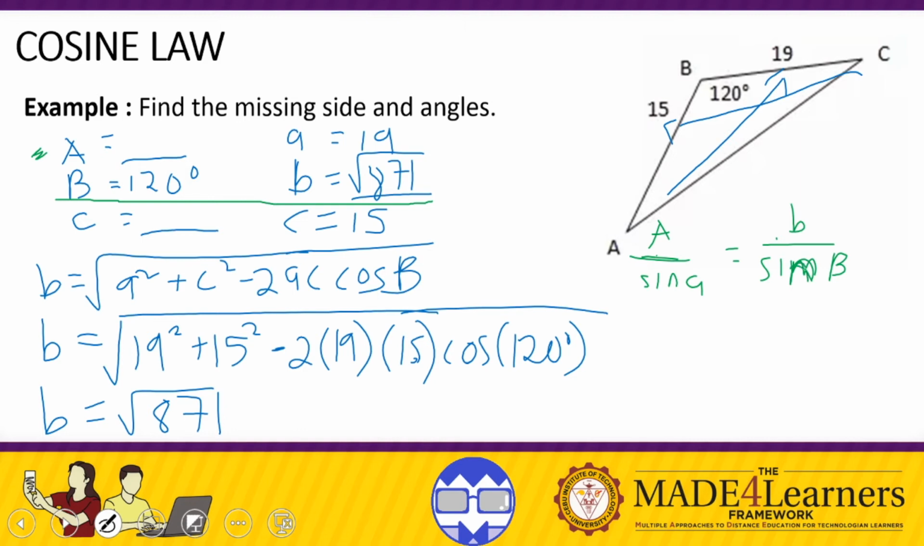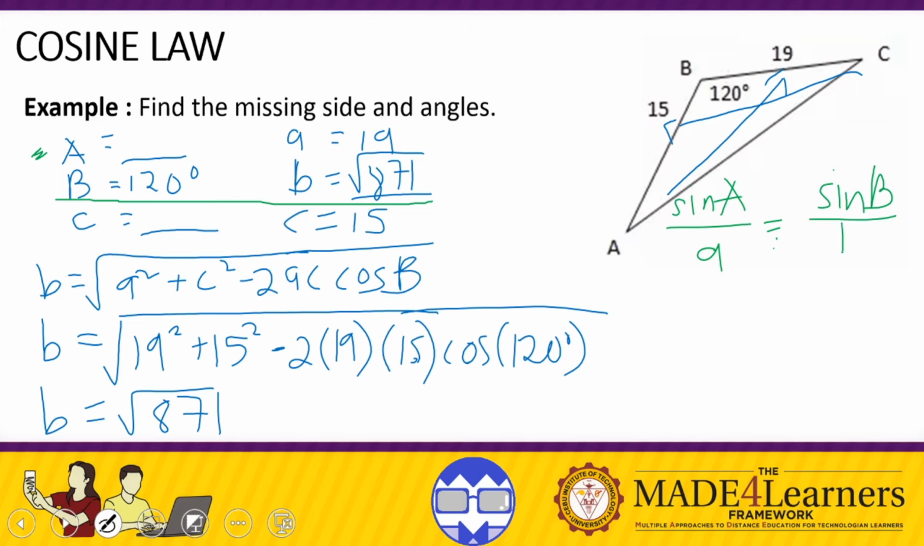Okay, sine, sorry, it's sine. This is capital letter A, and this is small letter A. Okay, so we have A over sine A, so sine, wait, sorry, it's the other way around. I try to erase first. Okay, so we're looking for the angle, so it should be sine A over A. So we have sine A over A equals sine B over B.